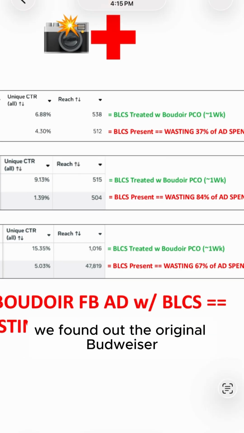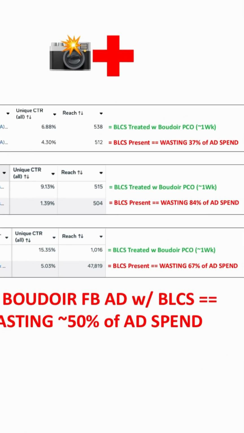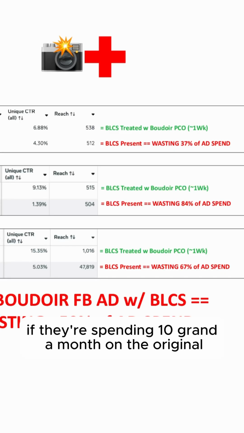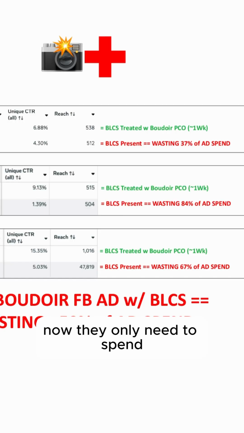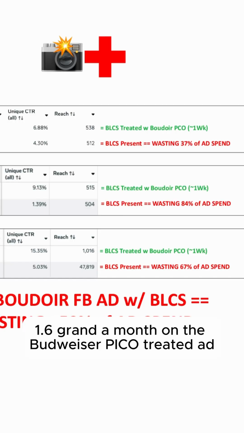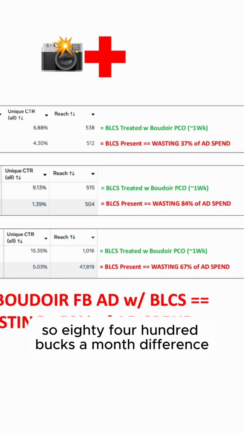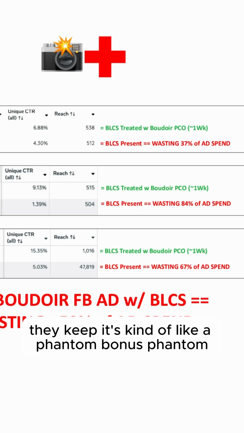So we found out the original Boudoir Facebook ad was wasting 84% of ad spend. And as a result, if they're spending 10 grand a month on the original Boudoir Facebook ad, now they only need to spend 1.6 grand a month on the Boudoir Pico treated ad and get their ad into the same number of women's brains. So $8,400 a month difference. They pocket it every single month. They don't have to spend it. They keep it. It's kind of like a phantom bonus, phantom profit.